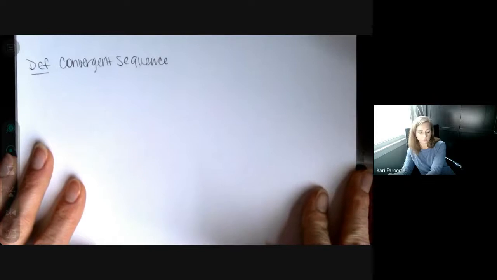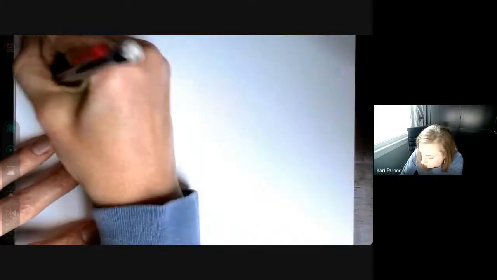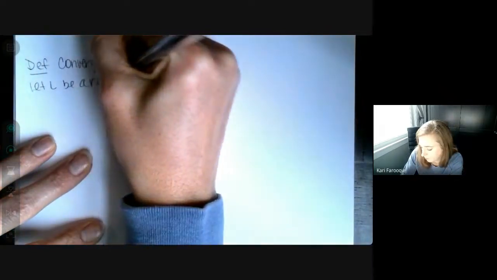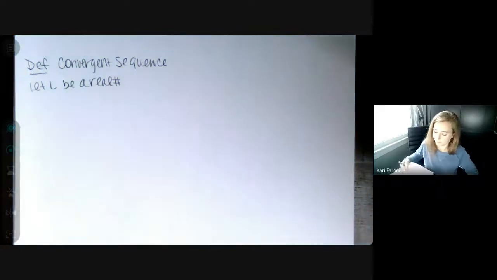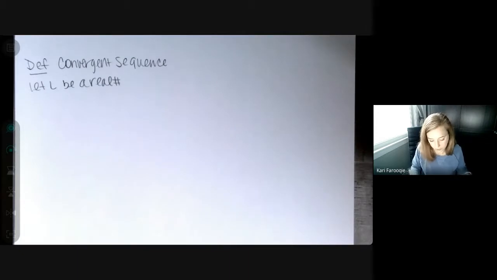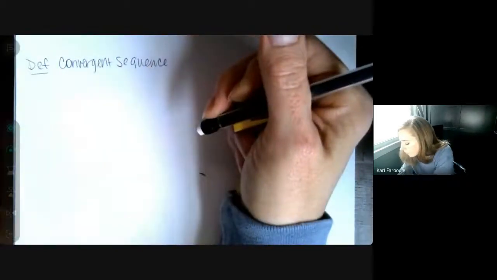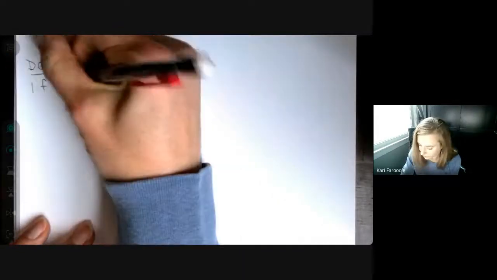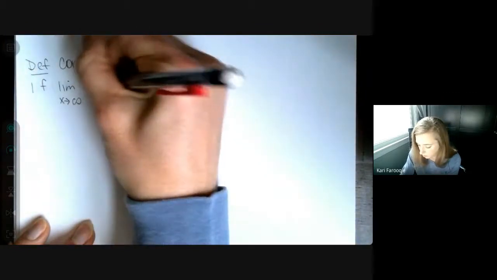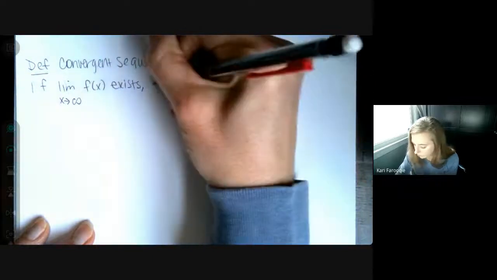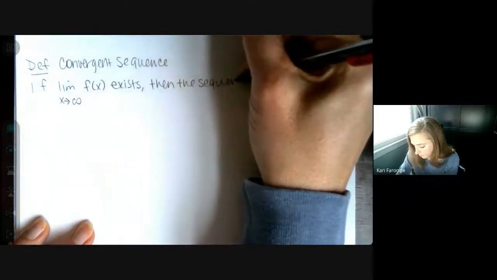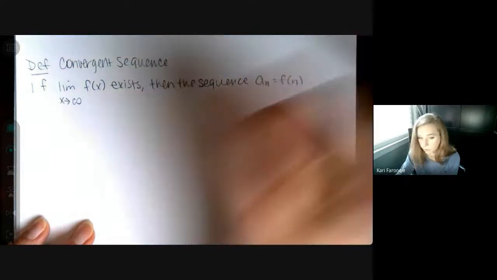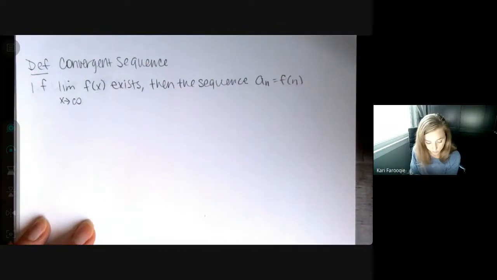Okay, but for now, I want to give you the definition of a convergent sequence. We're going to let L be a real number. You know what? I'm not going to give you this definition. I'm changing my mind. I'm going to give you a definition that does not include epsilons and deltas because I'm not going to be using them. All right. If the limit as x approaches infinity of f of x exists, then the sequence a sub n, which is, remember, equal to just some function of n, converges to the same limit.